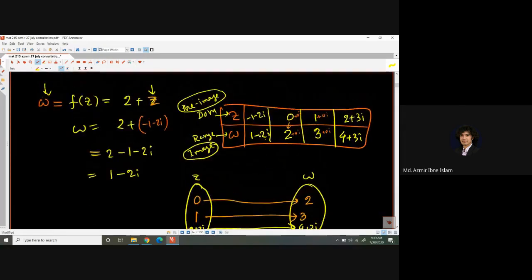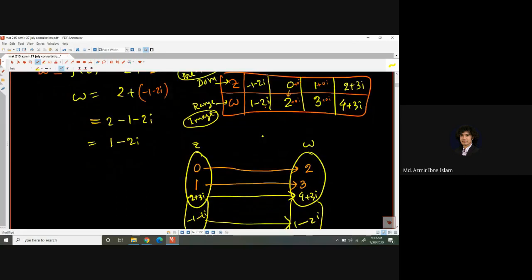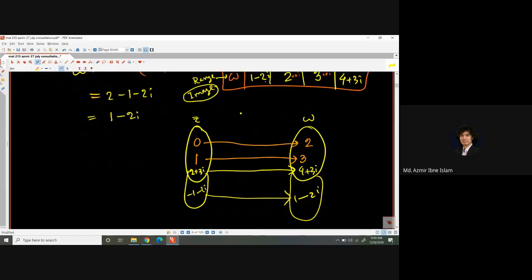We are inputting one complex value that is in rectangular form, and we are getting another complex number that is in rectangular form. This is the mapping. That means f is a mapping that maps z to w. So we can write this in Euler notation form: f is a mapping where the domain is z and the range is w.